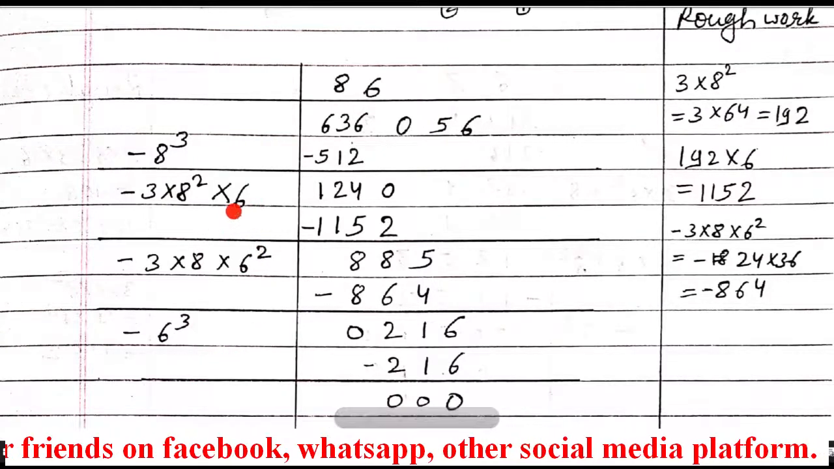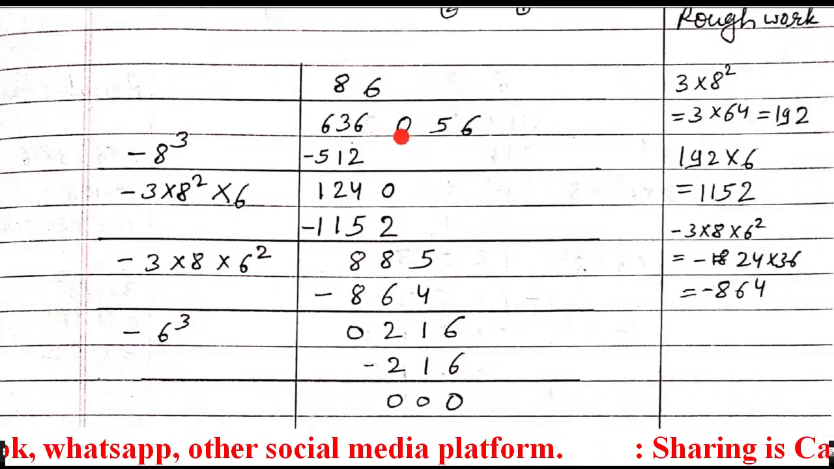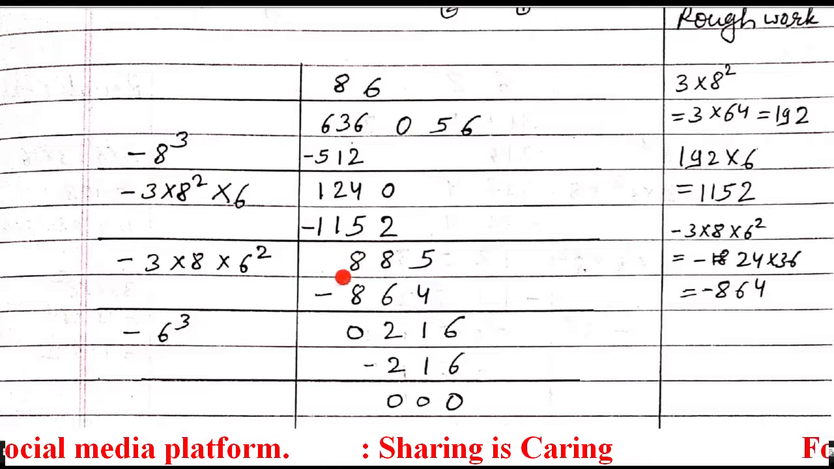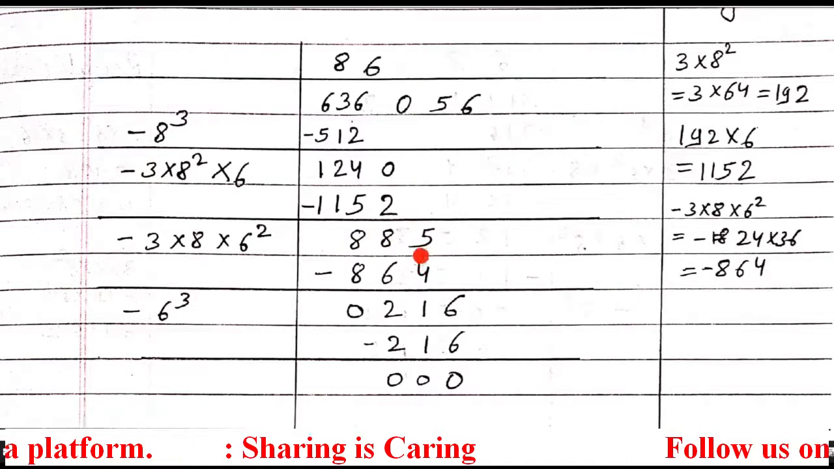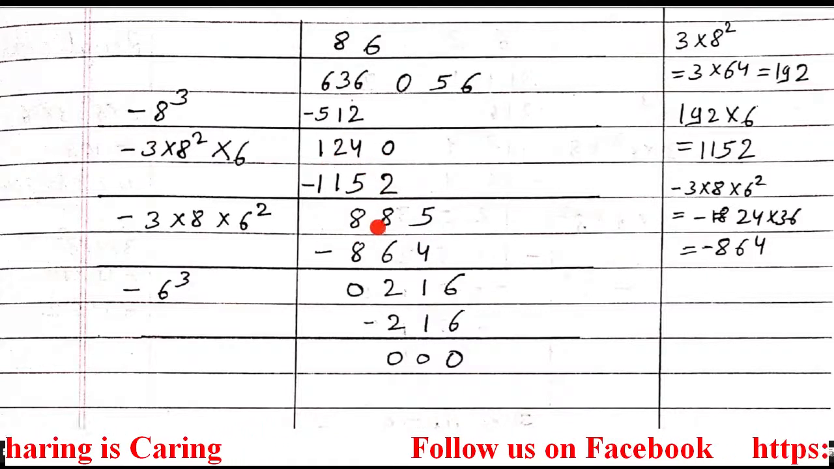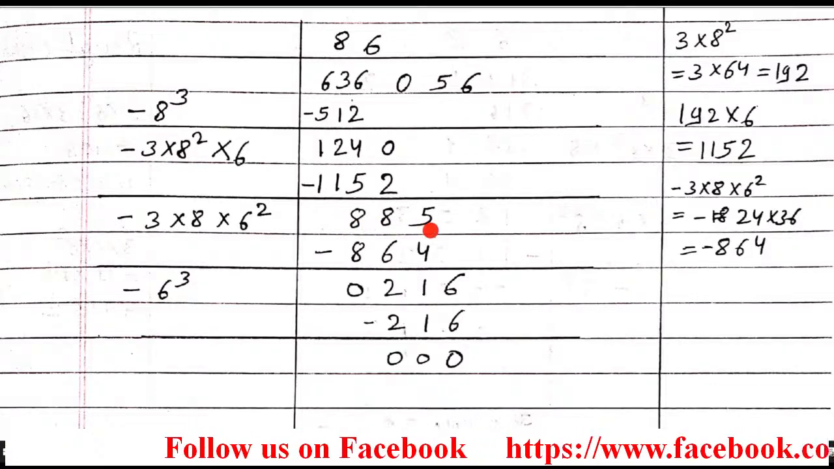So now we'll subtract it. So we'll obtain here 88. Now 0 already came down. Now it's the turn of 5. So 5 will come down. So it's going to be 885. So I hope it's clear to you how it came. We subtracted them, so we obtained 88 and 5 came down. So overall it is 885.